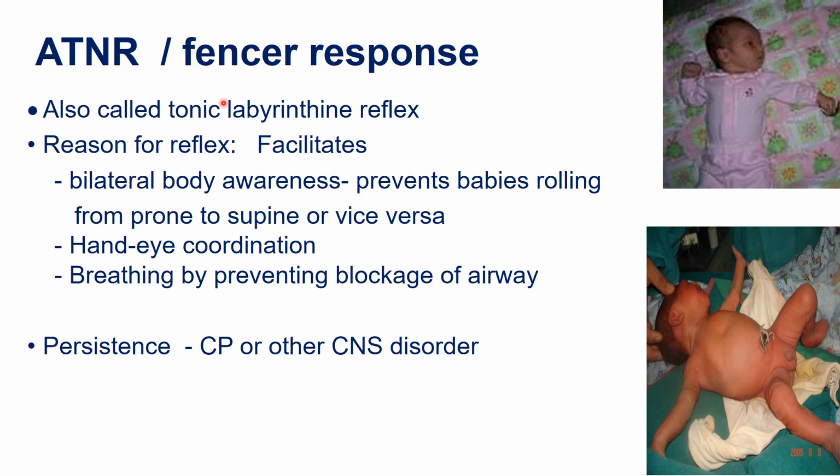Asymmetric tonic neck reflex or fencer response. This is also called the tonic labyrinthine reflex. The reason for this reflex is that it facilitates bilateral body awareness and prevents the baby from rolling from prone to supine or supine to prone. It also promotes hand-eye coordination, and breathing also becomes better by preventing blockage of the airway when the head is turned to one side. Persistence of this reflex beyond the disappearance age will indicate cerebral palsy or any other CNS disorder.